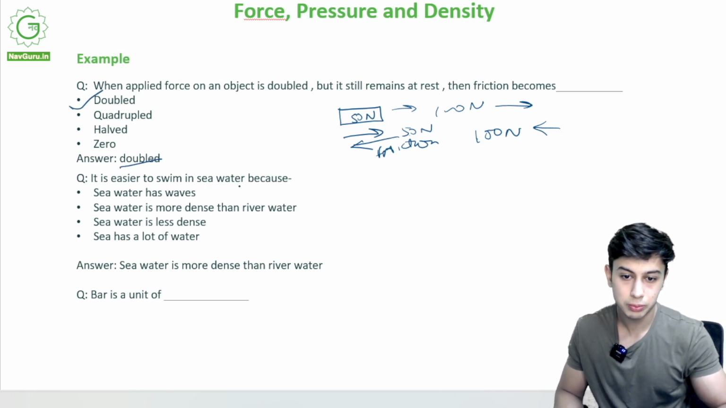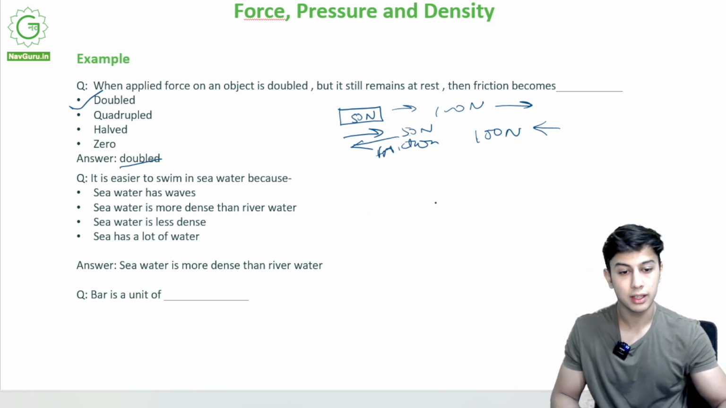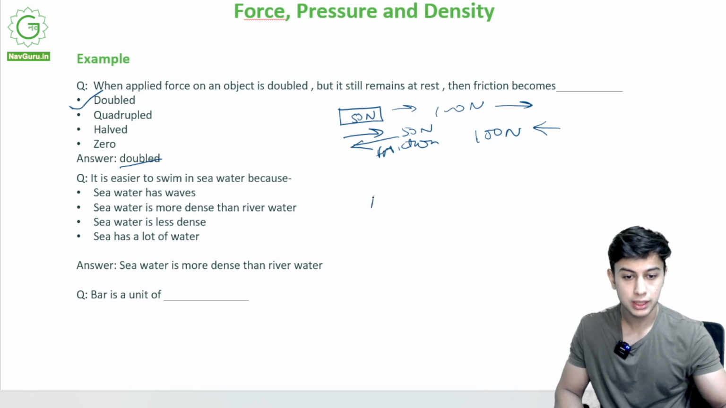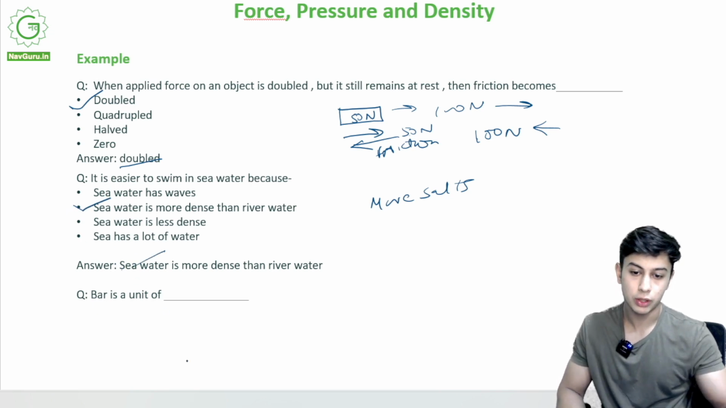It is easier to swim in sea water because sea water is more dense than river water or any normal water. By more dense, it has more salts, more molecules, more things in it. Sea water is more dense.